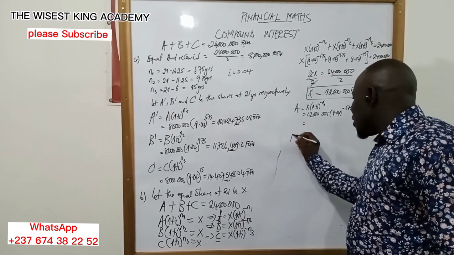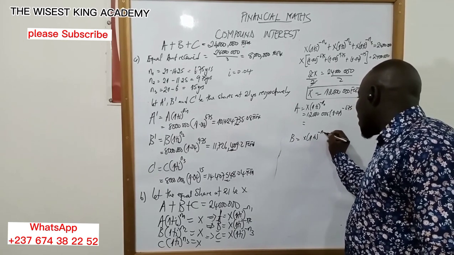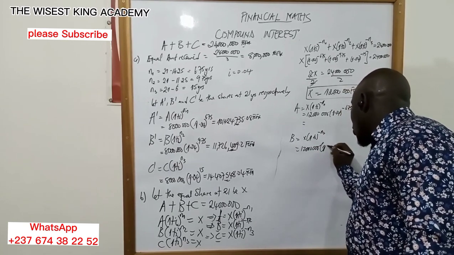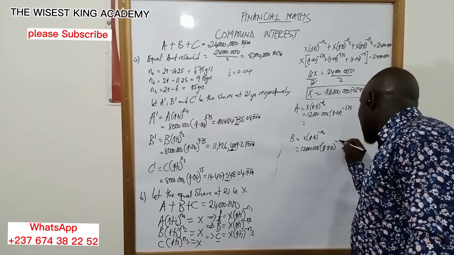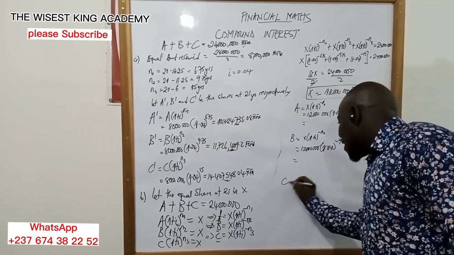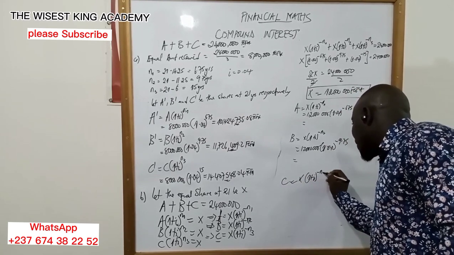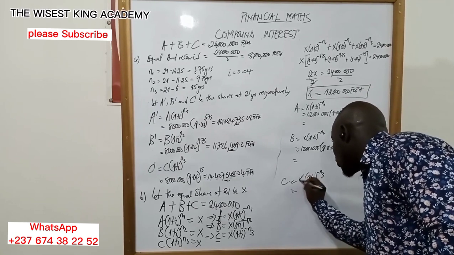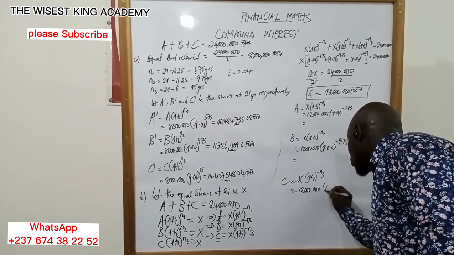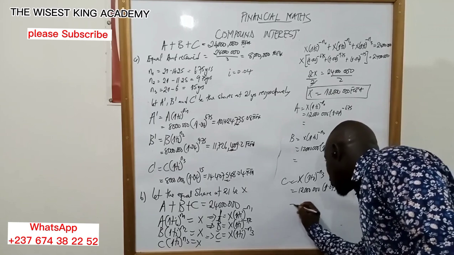We have the amount. B will be equal to x into 1 plus I raised to the power negative n2, which will be 12 million into 1.04 raised to the power negative 9.75. We have the amount. And C will be equal to x into 1 plus I raised to the power negative n3, which will be equal to 12 million into 1.04 raised to the power negative 15. So what would that be?